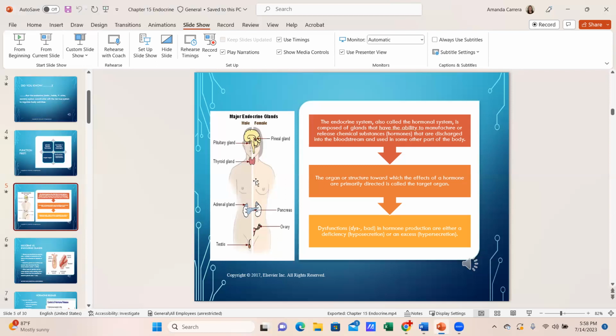The thymus, not pictured in this picture here, but it's centrally located right in front of your corazon, your heart. Okay. That is fully mature by the time that we're 12 years old. It actually shrinks as we age, and it helps us with our immune response. Okay.